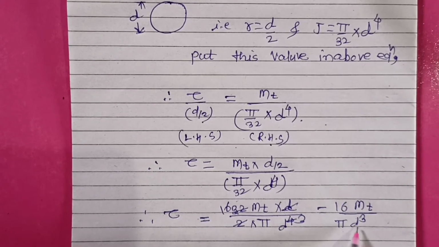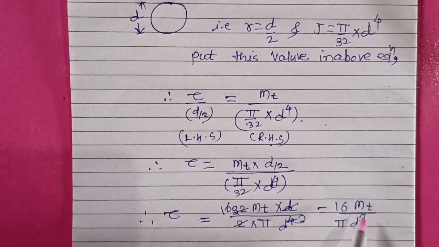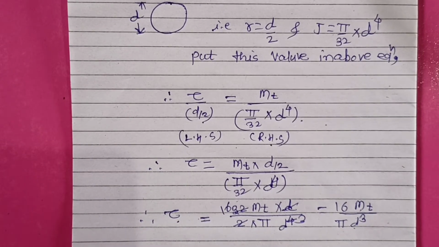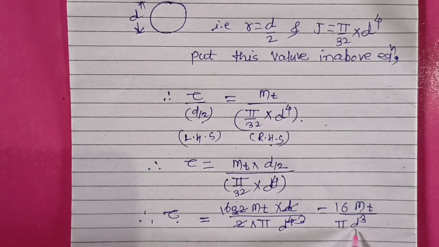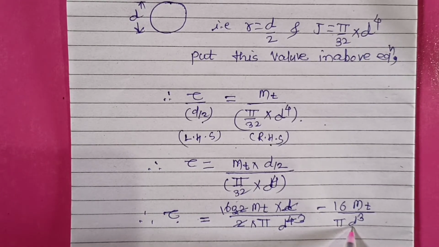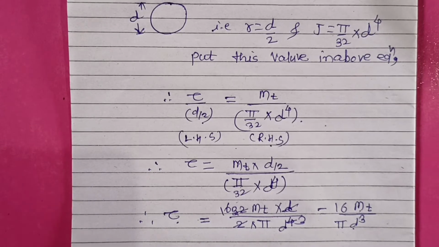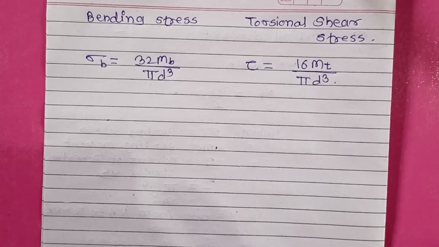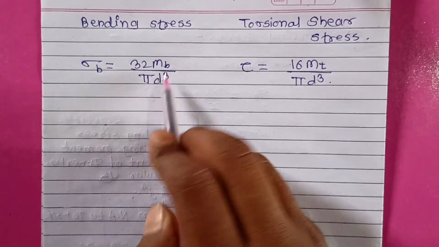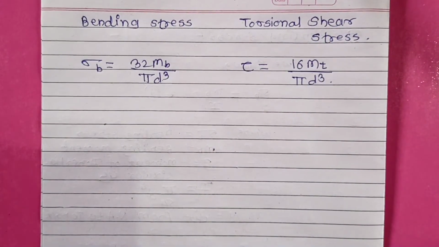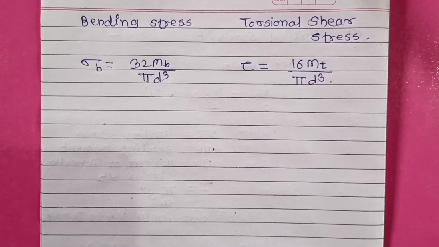Here we want to calculate the value of d, and the values of Mt and tau are given in the problem, to calculate the direct value of d. And d is nothing but the design of the shaft, d is nothing but the diameter of the shaft also. Here see, this is the formula for bending stress and this is the formula for torsional shear stress. Now the first point is completed here, but the shaft is under working.